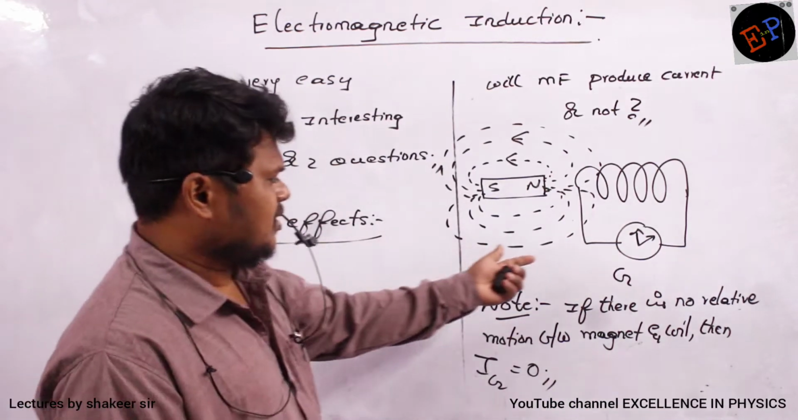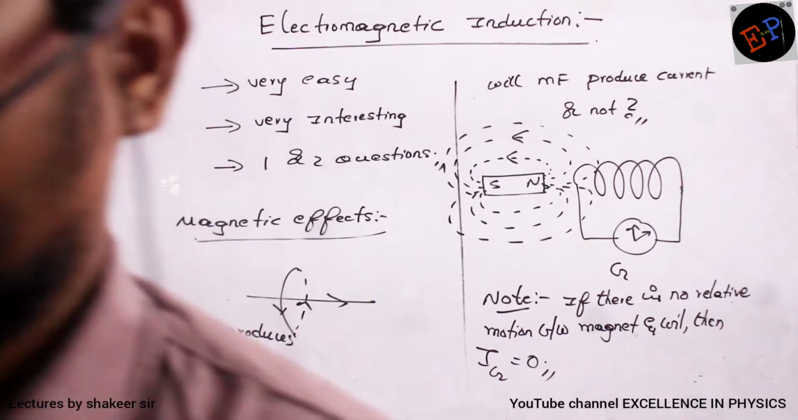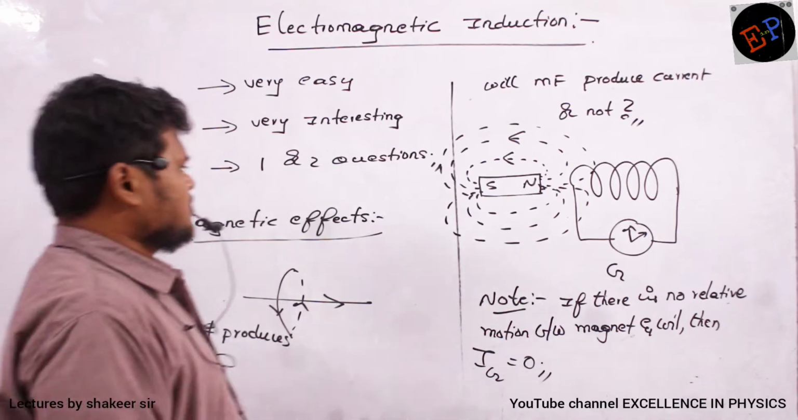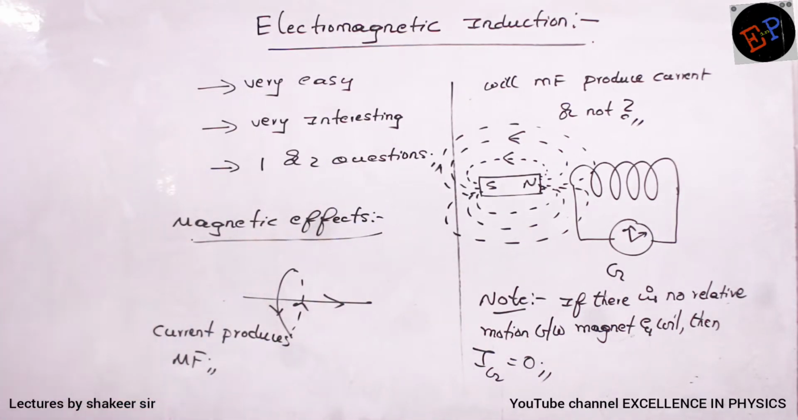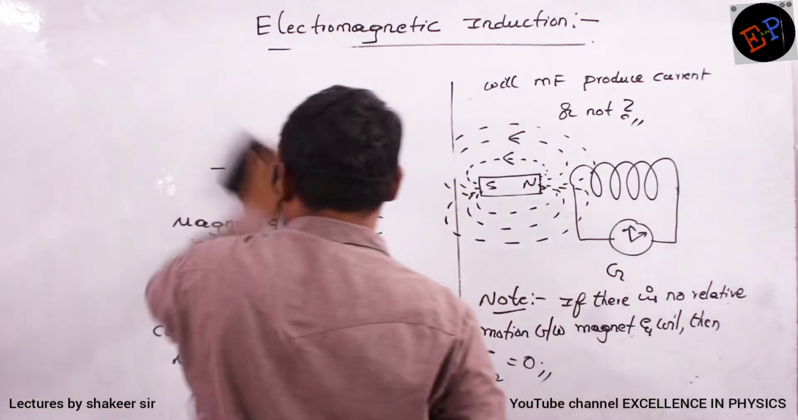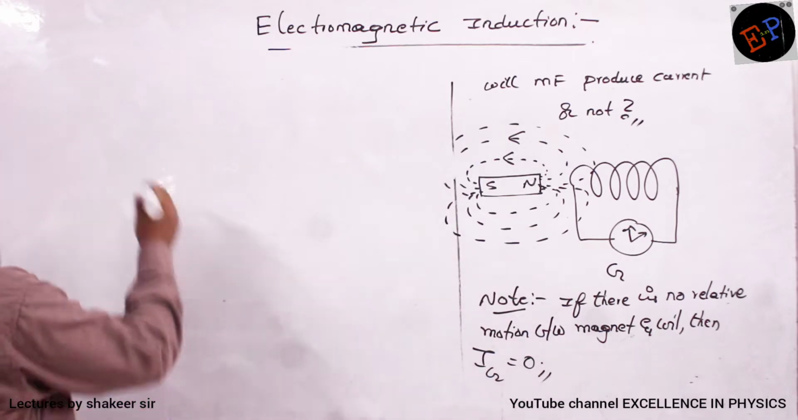So what is meant by relative motion? First make a note up to here. So therefore, can you say what is meant by relative motion? Relative motion means what? The second body is at rest position. For example, this is a magnet.